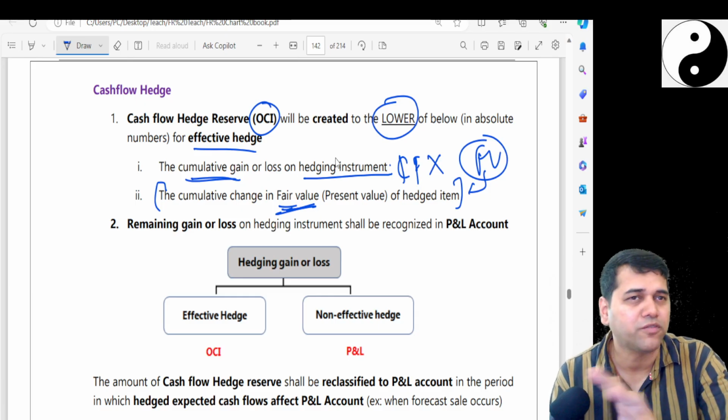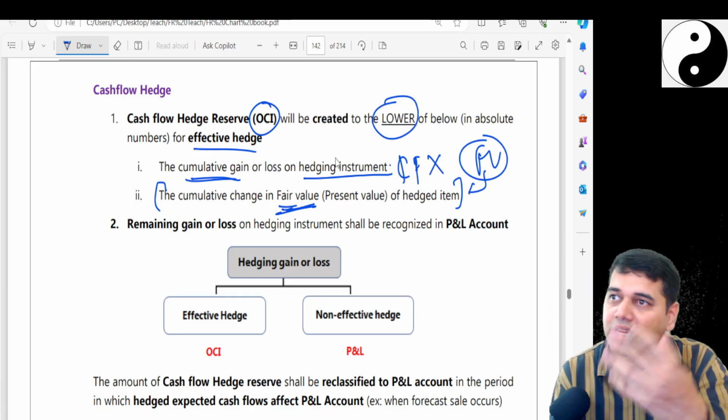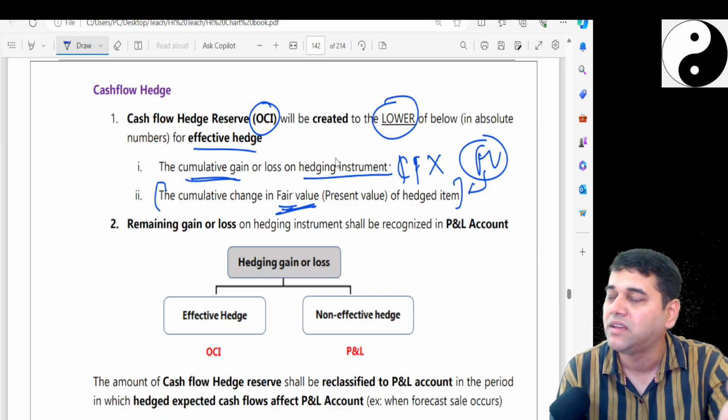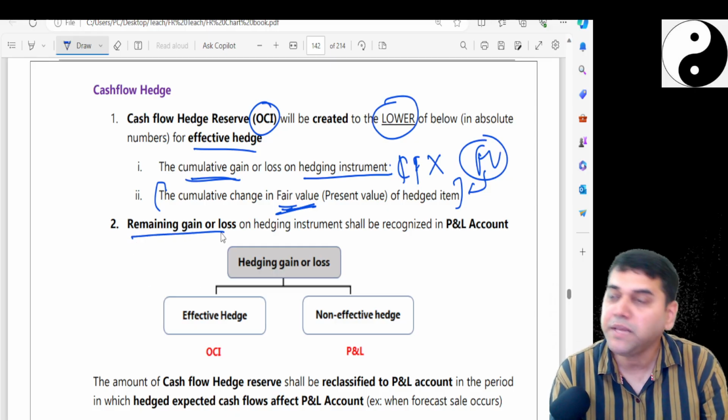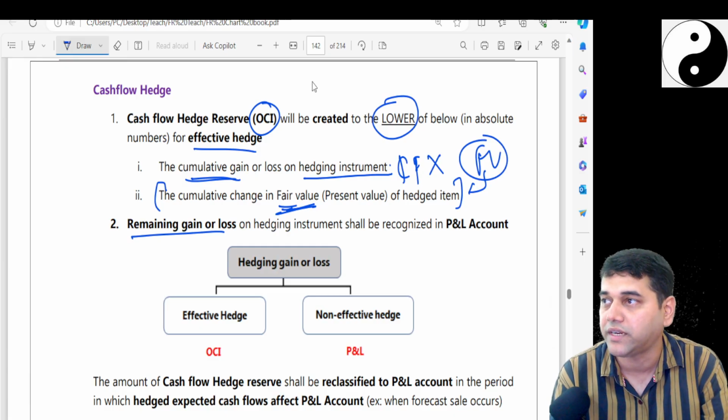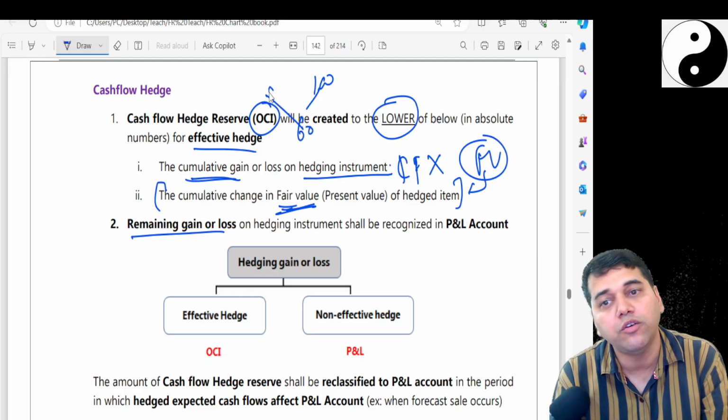Followed, no? At this point of time, let us not go deeper. I can give an example explaining, but it is too confusing. So the remaining portion: say whatever cash flow hedge reserve you have created is 100, out of that 60 you said it is effective. Effective will go to OCI.